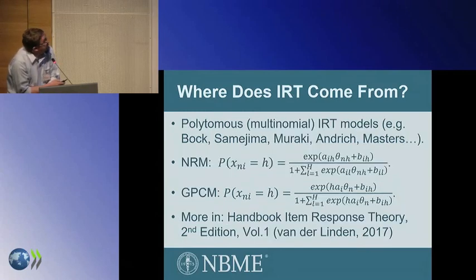Then for polytomous items, which are also important for some of the surveys, we have other types of models that again reduce to the 2PL. There's a nominal response model, there's a generalized partial credit model, and there's a three-volume handbook out by Wim van der Linden, which describes all these different models. So I'm not going to go into big detail here anymore.